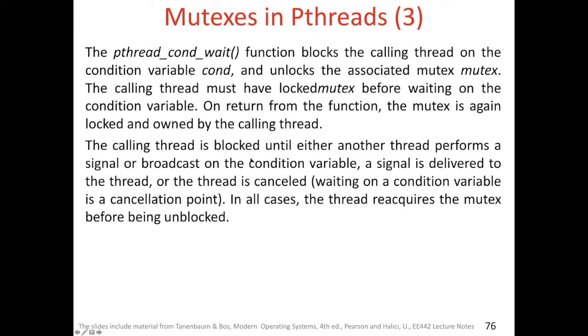The calling thread is blocked until either another thread performs a signal or broadcast on the condition variable, a signal is delivered to the thread, or the thread is cancelled. Waiting on a condition variable is a cancellation point. In all cases, the thread reacquires the mutex before being unblocked.